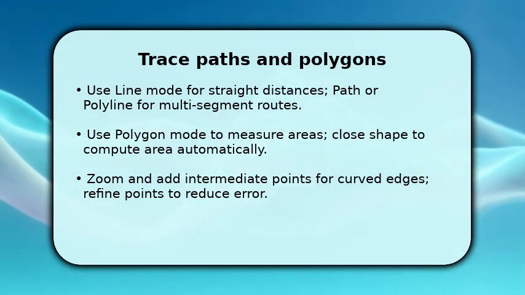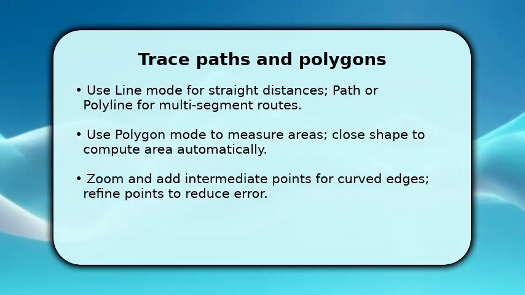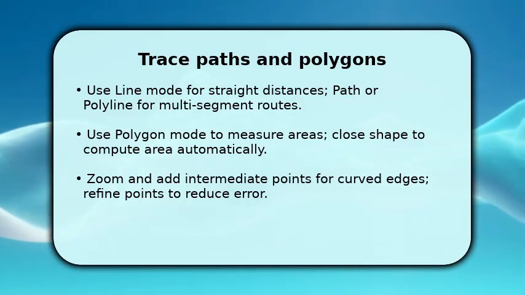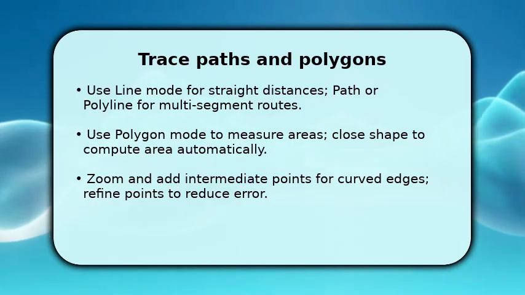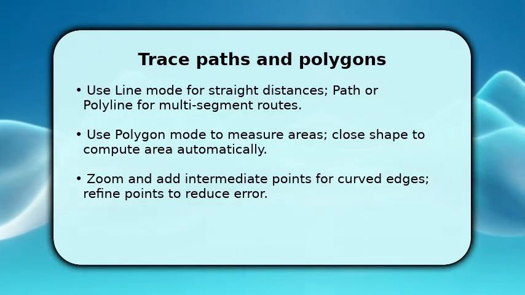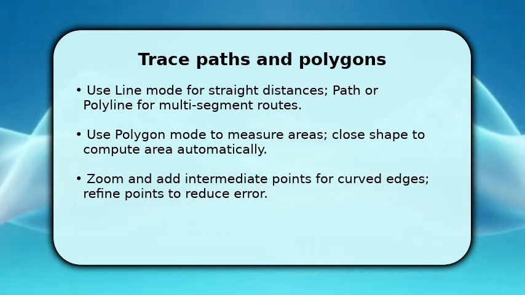Each click locks a point, so add intermediate points around curves or irregular edges. Once done, close the polygon to get area and perimeter values. If measuring terrain, turn on elevation or hillshade so you measure surface distance rather than flat map projection, which matters for slopes. Make subtle adjustments to points until values stabilize.